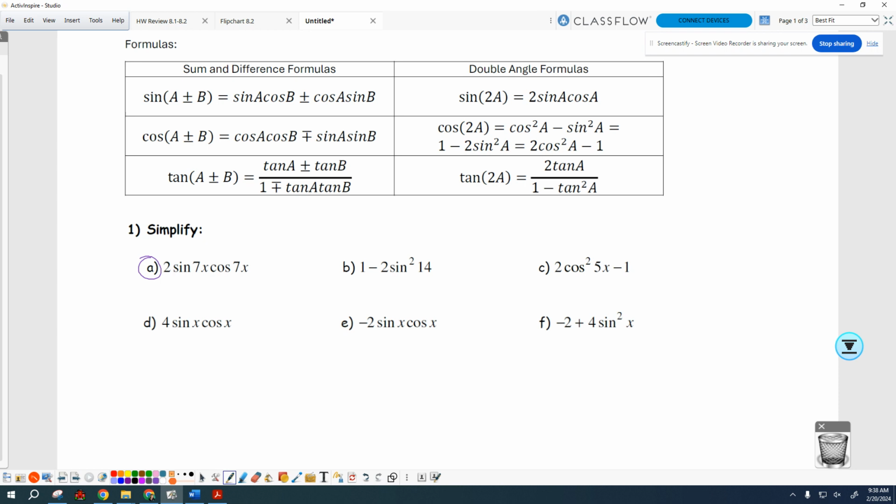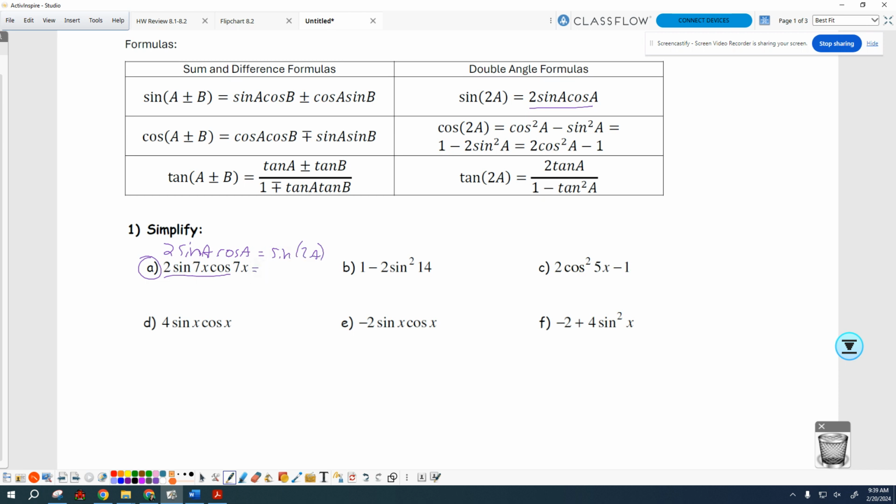which one fits this pattern? Is it something on the left or something on the right? On the right. Which one on the right? Top, middle, or bottom? Top. Okay, so this looks like this side, so I'm going to rewrite it. And just rewrite that formula here.